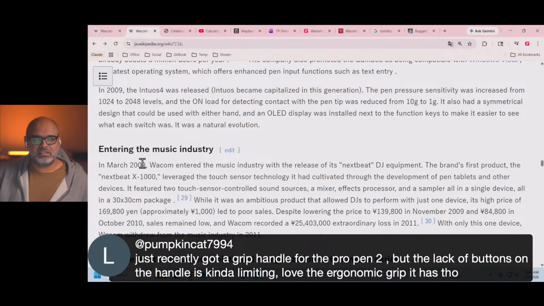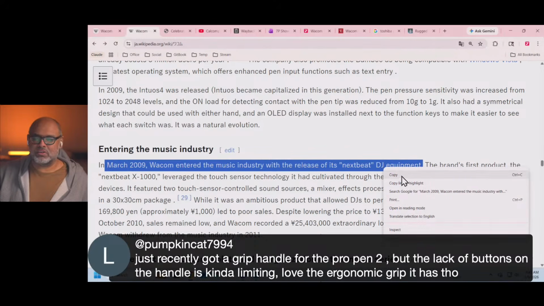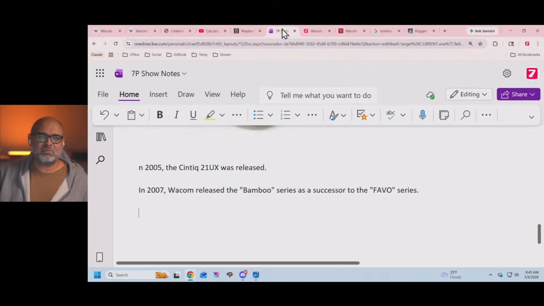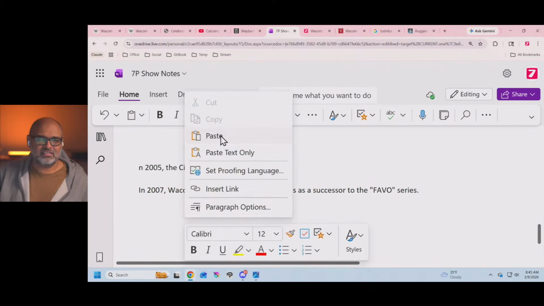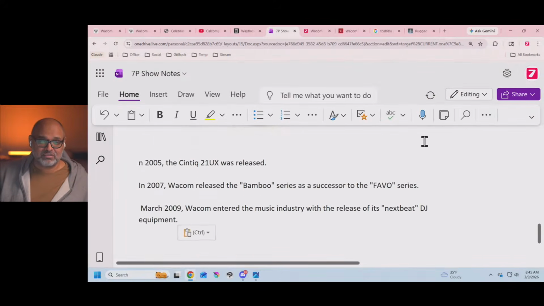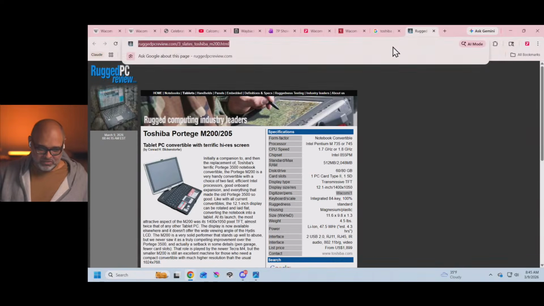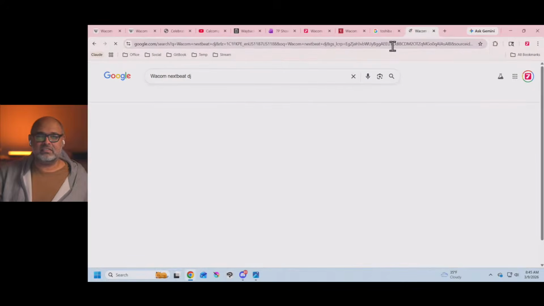Okay, this is where it gets crazy. 2009. Wacom's Next Beat DJ equipment. Don't ask. How did they come up with this idea? Okay, I didn't believe it when I saw it. So let's take a look and make sure everyone sees this. Wacom Next Beat DJ.